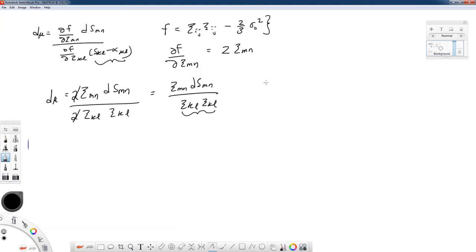Alright, so let's rewrite this again. D alpha ij is equal to d mu, and then we had s. We're writing this in deviatoric stress space. Sij minus alpha ij.